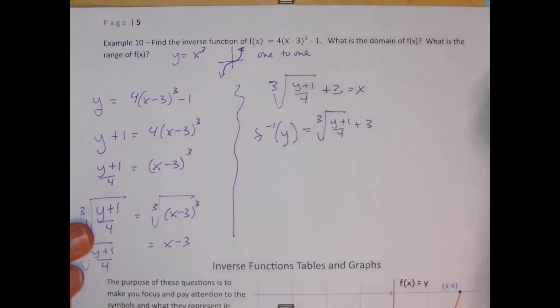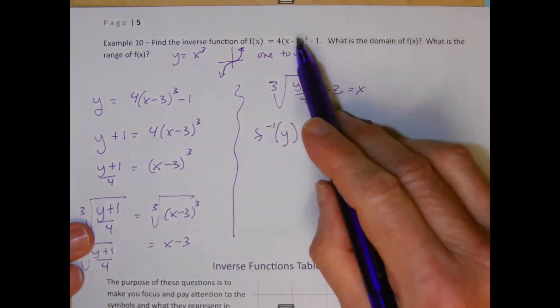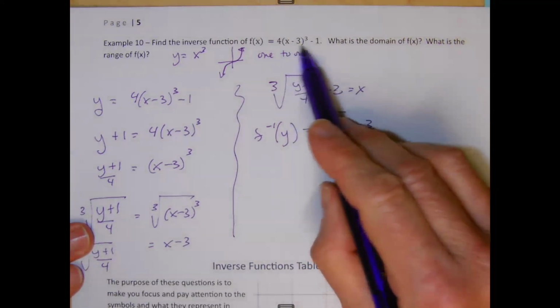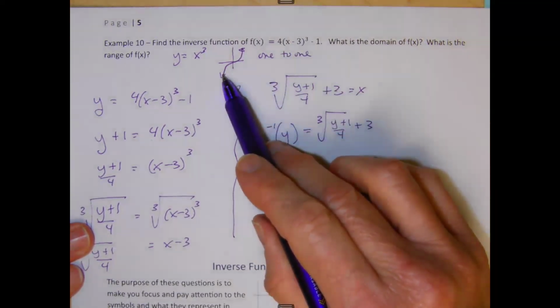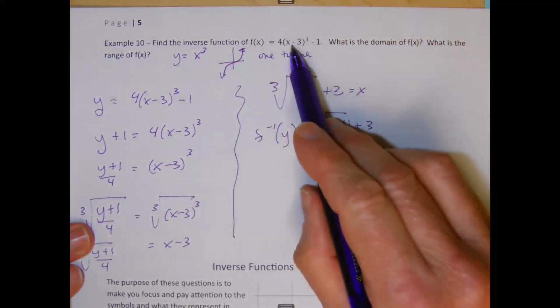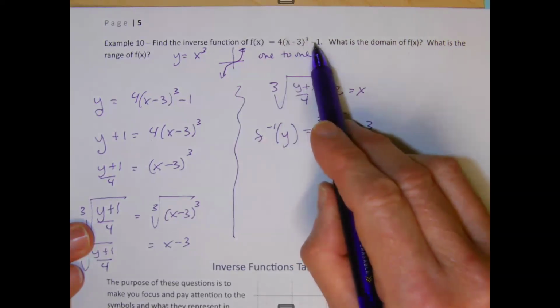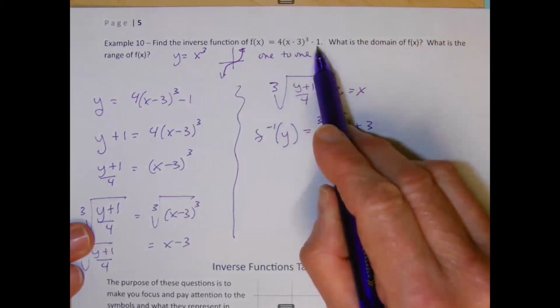Now, let's find the domain and the range of f of x. So again, I recognize that this is a cubic. It is one-to-one. Its domain is all real numbers. What have we done here? Well, it looks like I've shifted 3 units to the right. And then I've applied 2 maneuvers to the vertical. I've stretched the vertical by 4, shifted down.